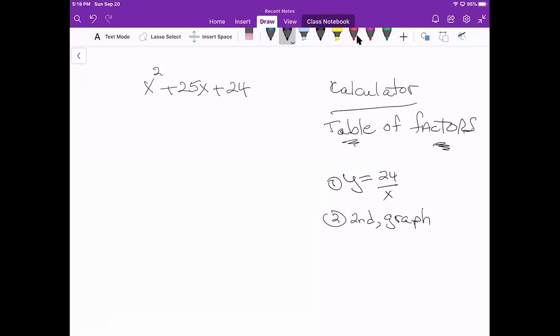All right, the last tip I'm going to show you is that you can find out what all the factors of a number are. If we have something like x squared plus 25x plus 24, and we have to find out what all the factors of 24 are, you go to your graphing calculator, you go again to the y equals, and this time you put the number that you're looking to factor here, divide by x. And you're going to hit second and graph to get the table. And it'll show you all the factors of 24.